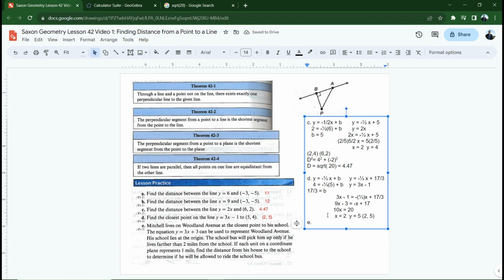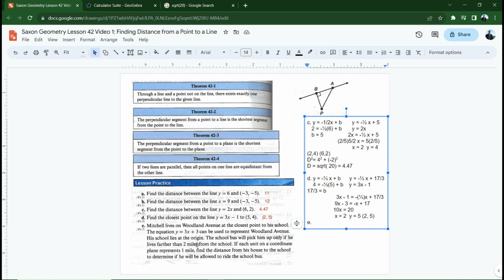Mitchell lives on Woodland Avenue at the closest point to his school. The equation y equals 3x plus 3 can be used to represent Woodland Avenue, and I can easily find an equation perpendicular to that. His school lies at the origin. Oh, that's nice. The school bus will pick him up only if he lives farther than 2 miles from school. If each unit on the coordinate plane represents 1 mile, find the distance from his house to school.